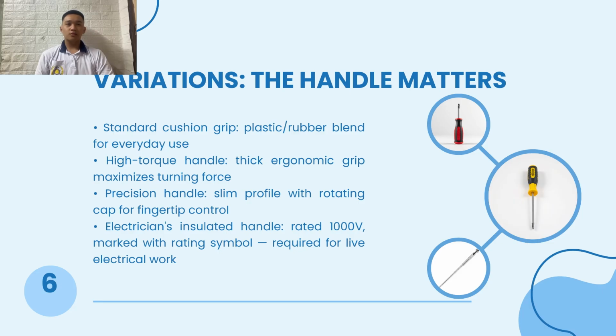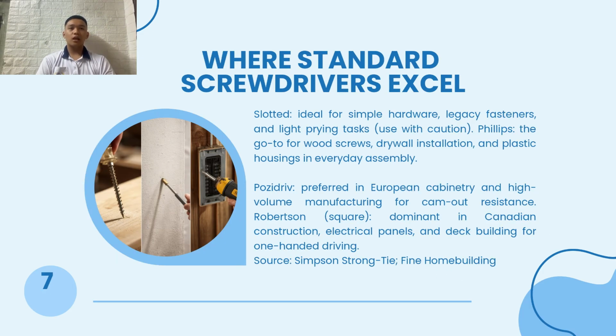The handle is just as important as the tip. Standard cushion grips use a plastic and rubber blend suitable for everyday use. High torque handles use an ergonomic grip to maximize turning force when dealing with stubborn fasteners. Precision handles have a slim profile with a rotating cap for fingertip control. Crucially, electricians must use insulated handles rated for 1000 volts, marked with the rating symbol, when working on live electrical circuits.